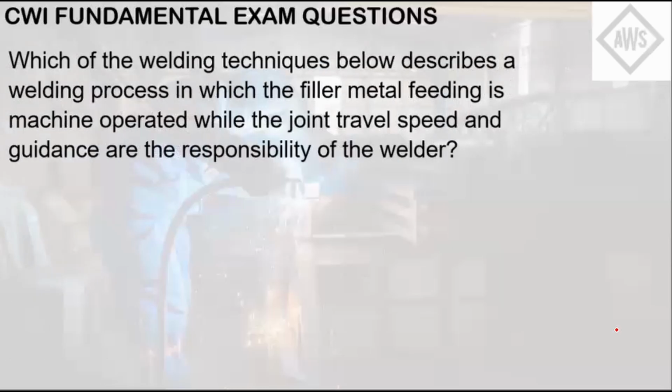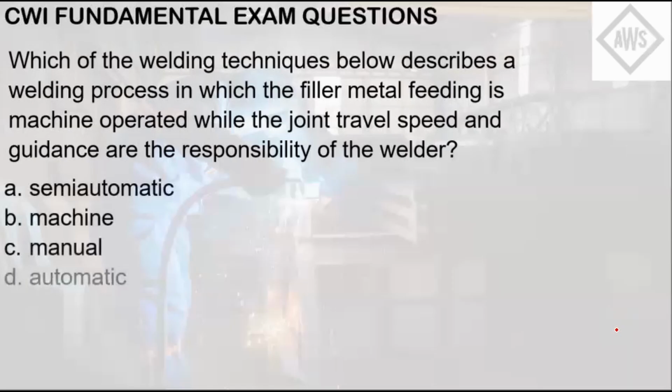Which of the following welding techniques below describes a welding process in which the filler metal feeding is machine operated while the joint travel speed and guidance are the responsibility of the welder? Letter A, semi-automatic. Letter B, machine. Letter C, manual. Letter D, automatic. Letter E, mechanized.